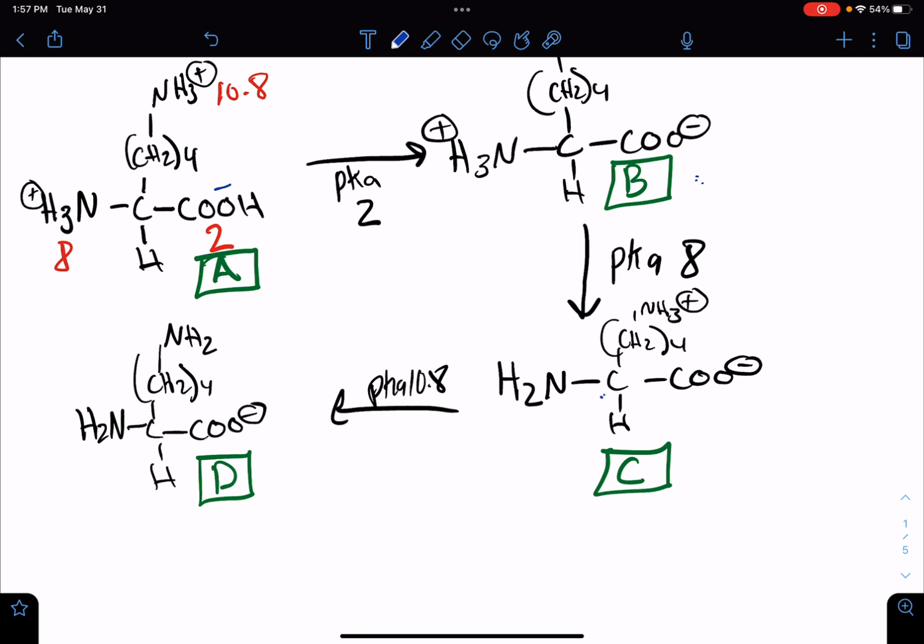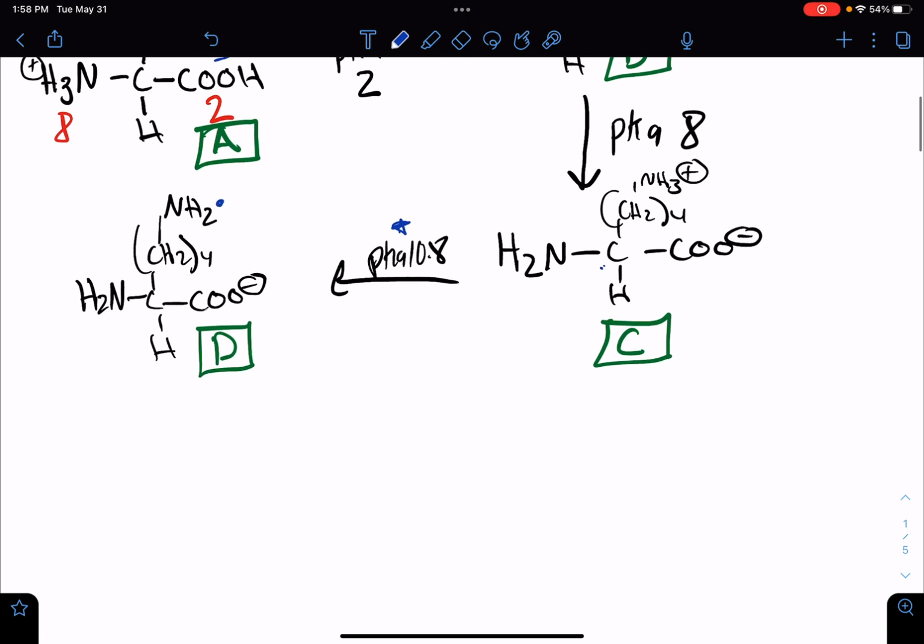So then it's just going to be NH2, but the amine on top won't lose its proton yet until we get past the pKa right here of 10.8. Then we're going to have D, where the NH2 group right here on the top will also lose its proton. So at this point, everything is fully deprotonated.